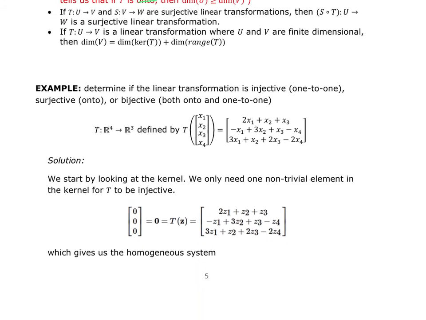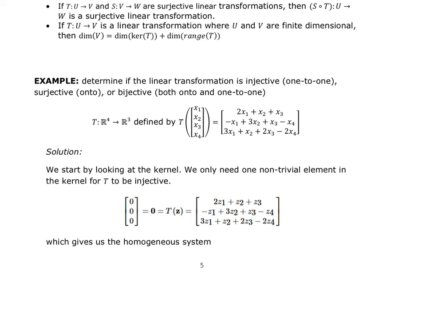Let's take a look at this example here, and we're trying to determine whether or not T is injective, which is one-to-one, surjective, onto, or bijective, which is both one-to-one and onto. So here's how I'm going to define my linear transformation from R4 into R3. Here is R4, I have 4 entries, and I'm going to define it into this being R3.